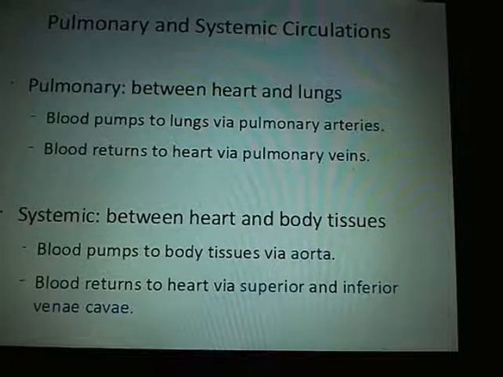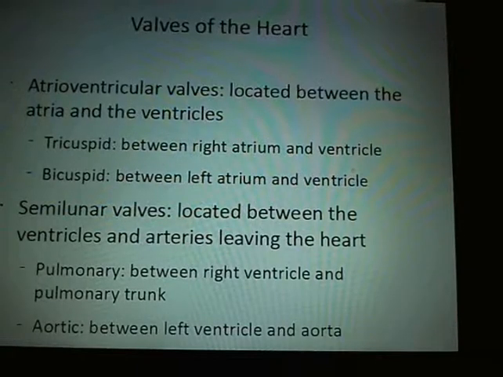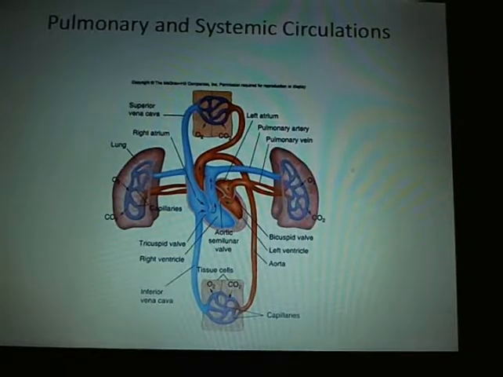Pulmonary and systemic circulations. You have two different circulatory systems. You have the pulmonary, between the heart and the lungs via the pulmonary arteries and back through the pulmonary veins. Remember, a vein goes to the heart, an artery goes away from the heart. You have the systemic. The systemic is between the heart and the body tissues. Blood pumps to the body via the aorta. It returns to the heart via the superior and inferior vena cava. Here is a diagram of the pulmonary system, and that is also in your book.